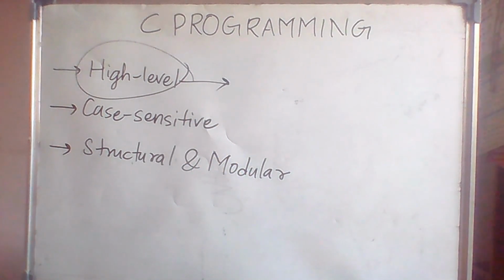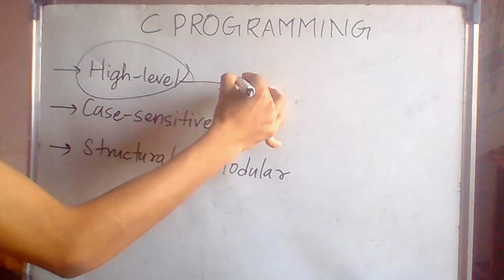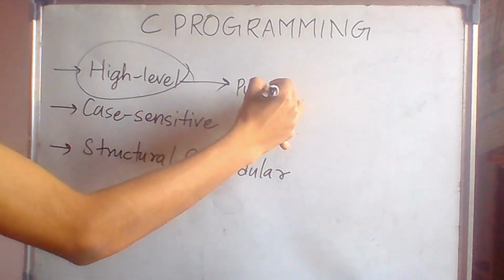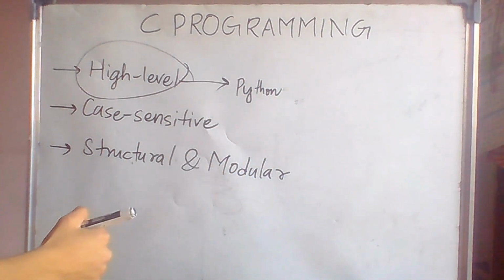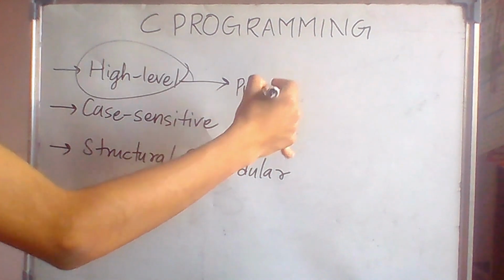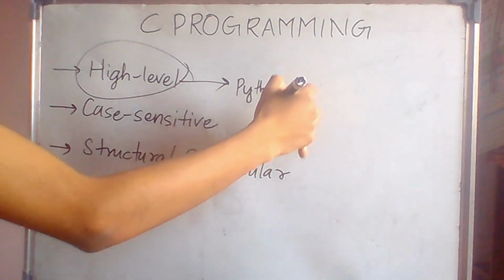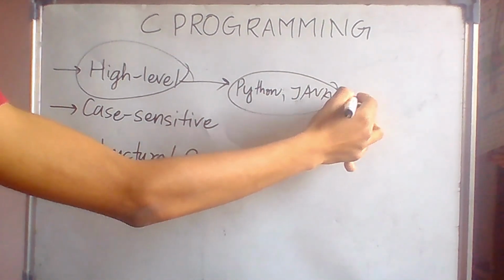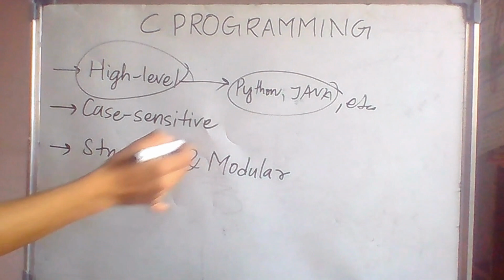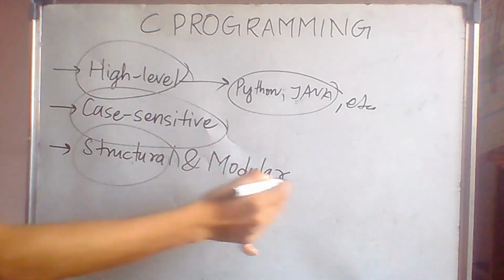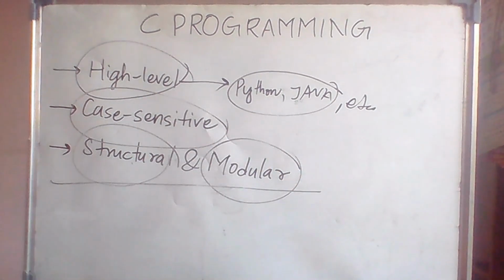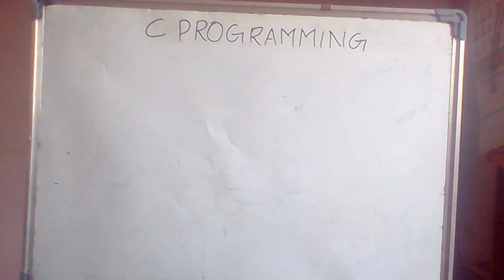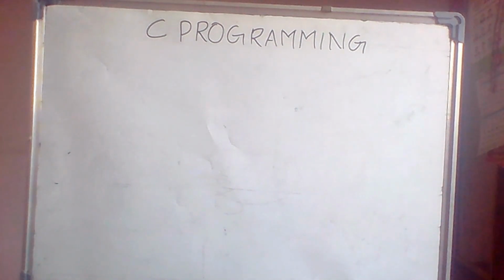Let me start from the first, high level. Like many examples we have, like Python, Java, HTML, CSS, JavaScript, etc. All these are examples of high level languages which use somehow the dictionary or the words of the English language in programming. And now this case sensitive, structural and modular. Case sensitive means small letters and big letters are not the same for C programming.